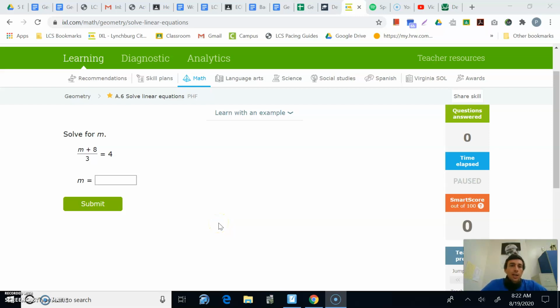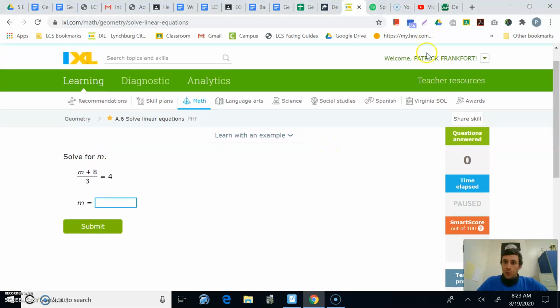Today we're looking at an IXL skill that we're going to be doing as part of our algebra review for the beginning of our geometry course. And the skill is 8.6, solve linear equations, and that is under the geometry heading. Even though it's an algebra skill, the geometry section's got a little algebra review at the beginning of it, and that's what we're doing.